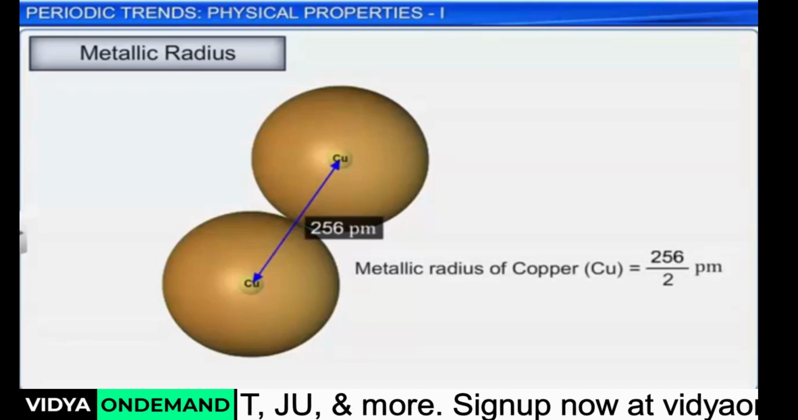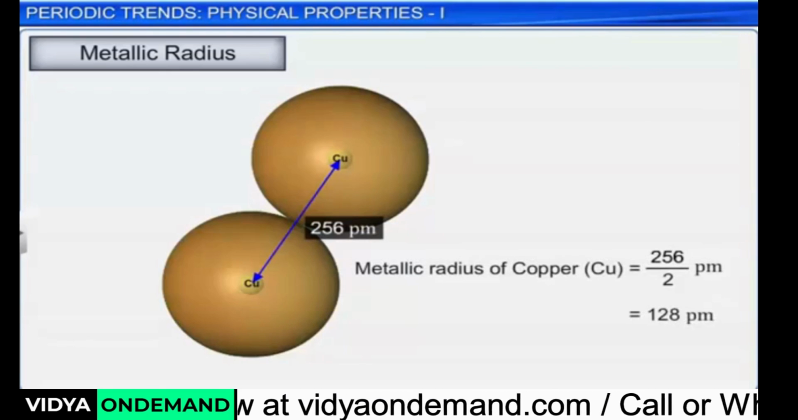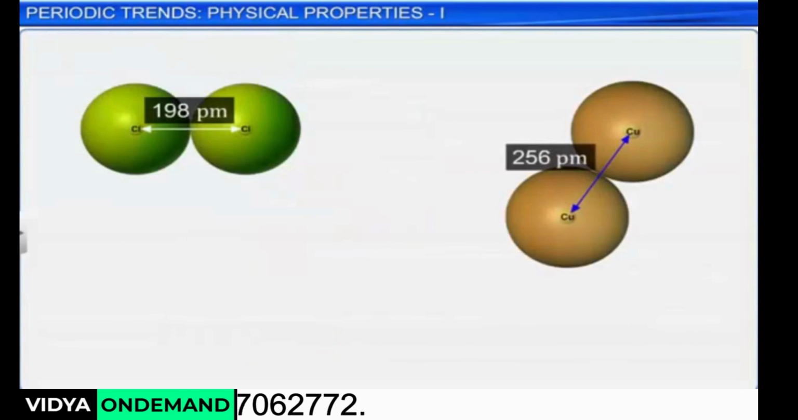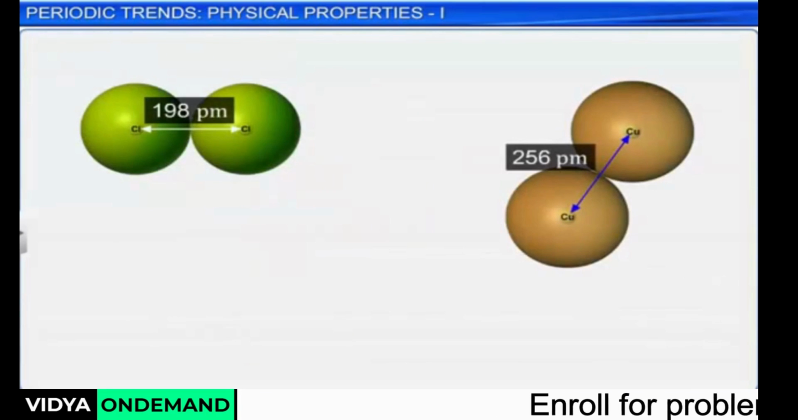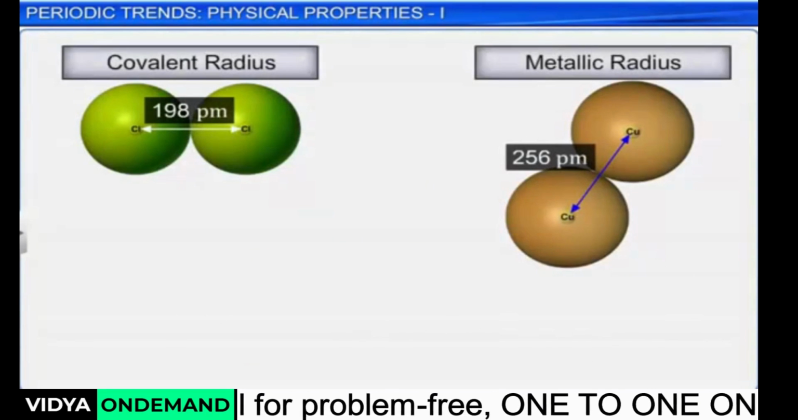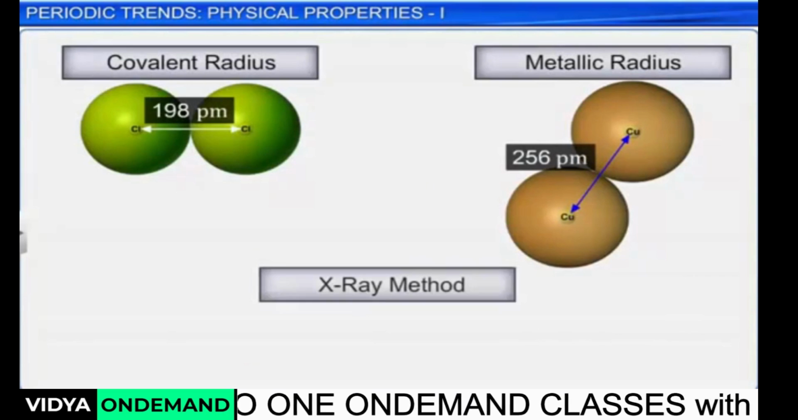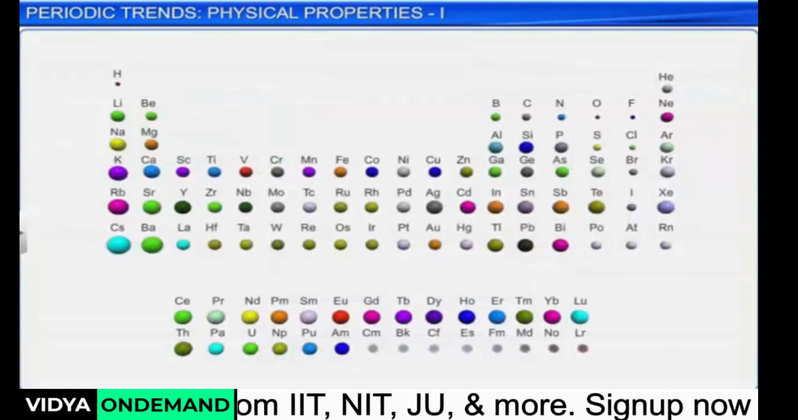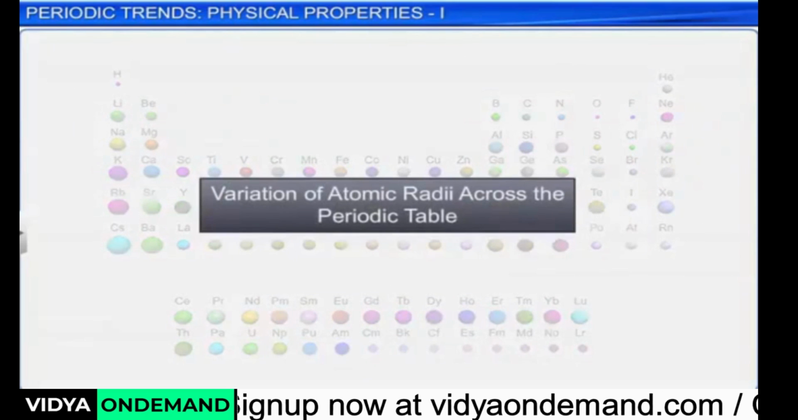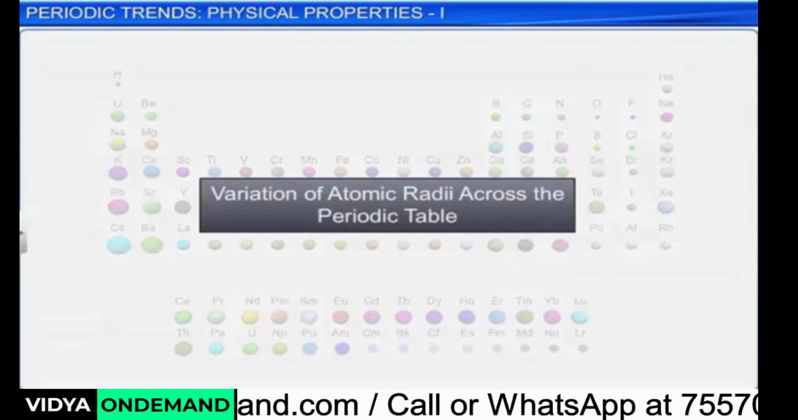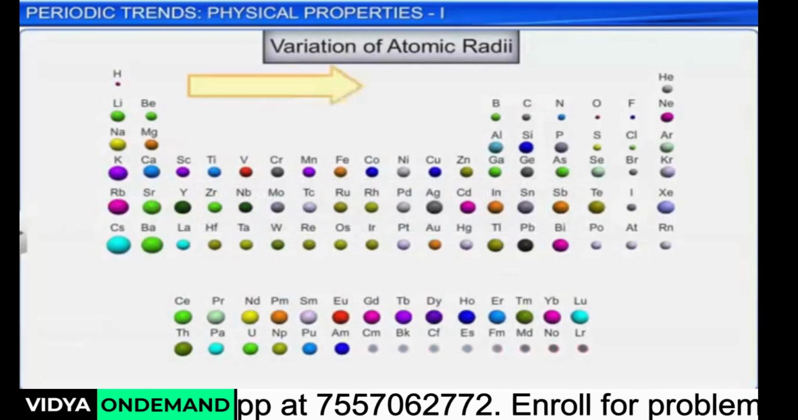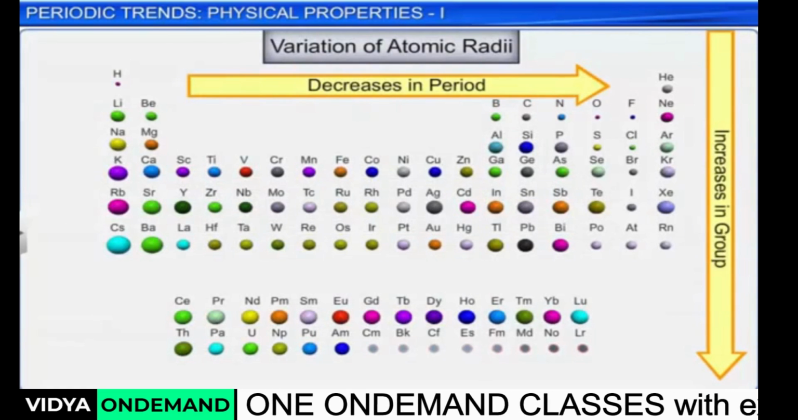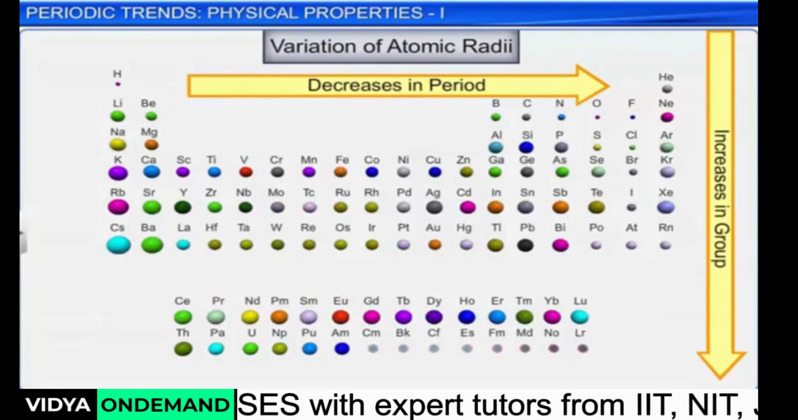Atomic radii of both the types, covalent and metallic, are usually measured by X-ray or by other spectroscopic methods. Let us now see the variation of atomic radii across the periodic table. Generally, atomic radius decreases across a period and increases as we go down a group. The table lists the atomic radii of a few elements from the second and third periods of the periodic table.